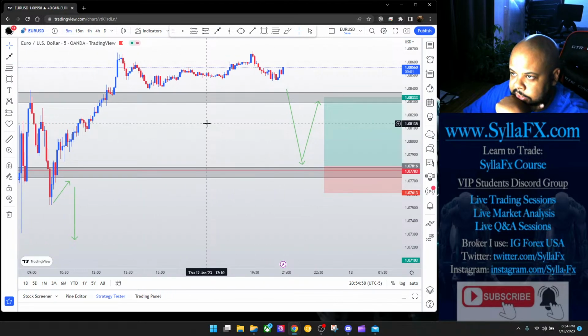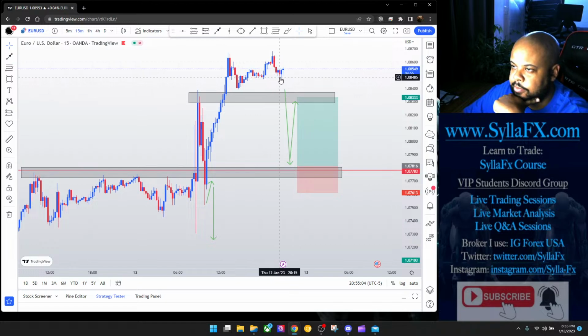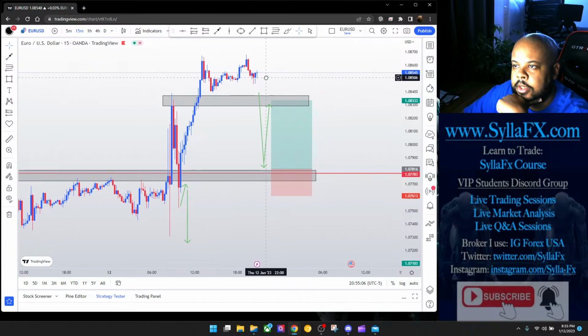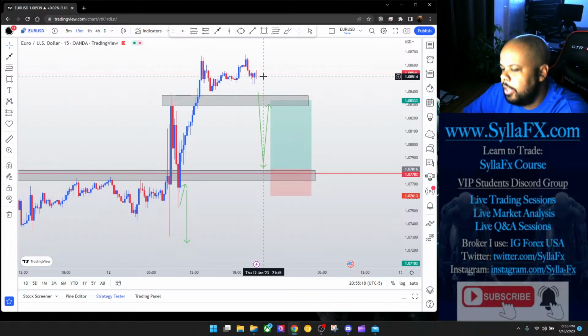All of this movement here is not very indicative of where price wants to go. The 15 minutes is showing some rejection wicks here, so it's potential that it's going to keep going up. But it doesn't fit into my trading strategy. It doesn't fit into a key zone for me to take an entry on. So I'm going to stay away from it. And it's Asian session.